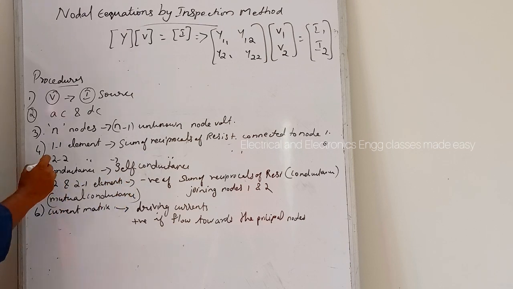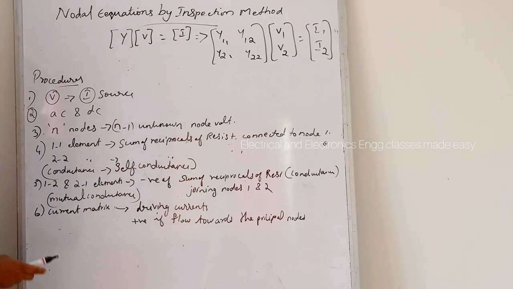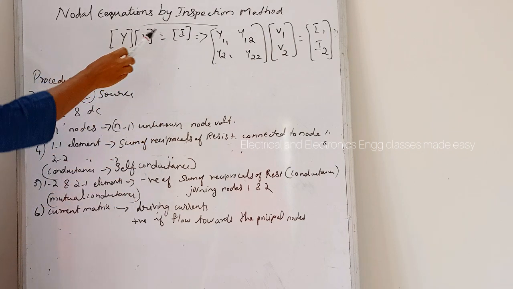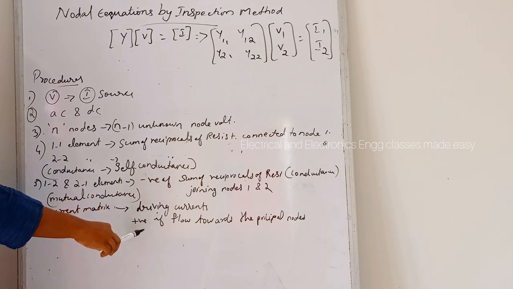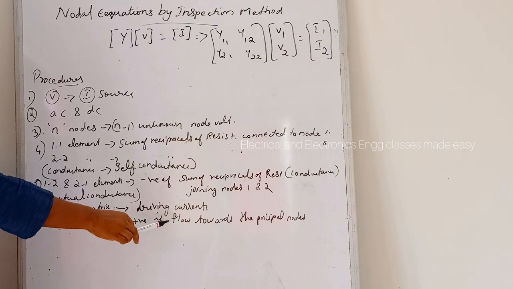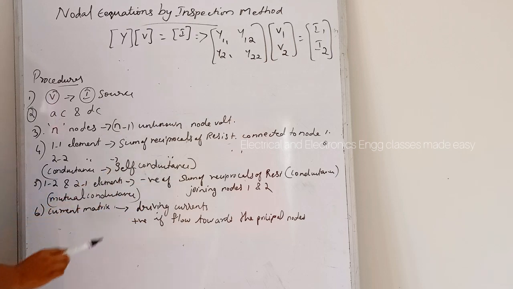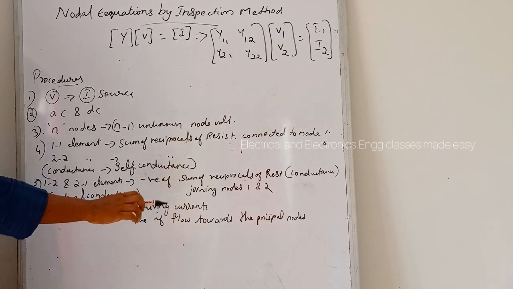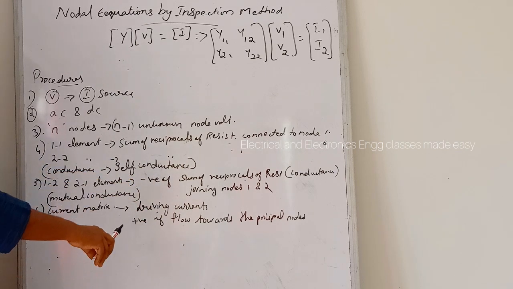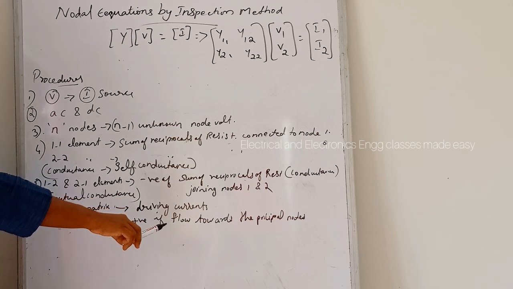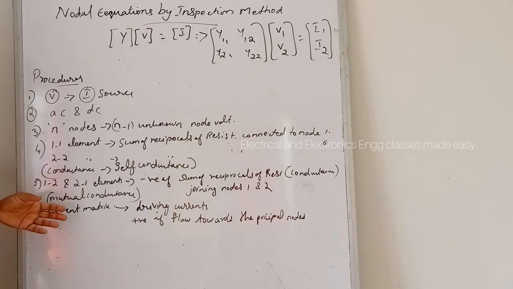Then the sixth one is the current matrix, that is the I matrix, called driving currents. These driving currents are positive if they flow towards the principal node, and negative if they flow away from the principal node. Principal node means other than the reference node, that is, the main nodes are called principal nodes.